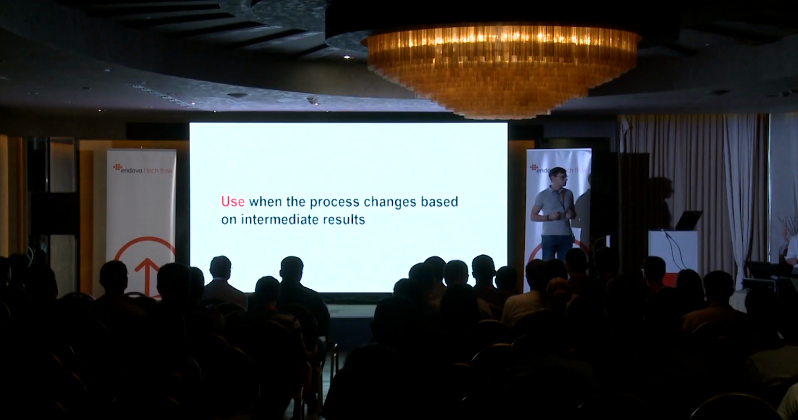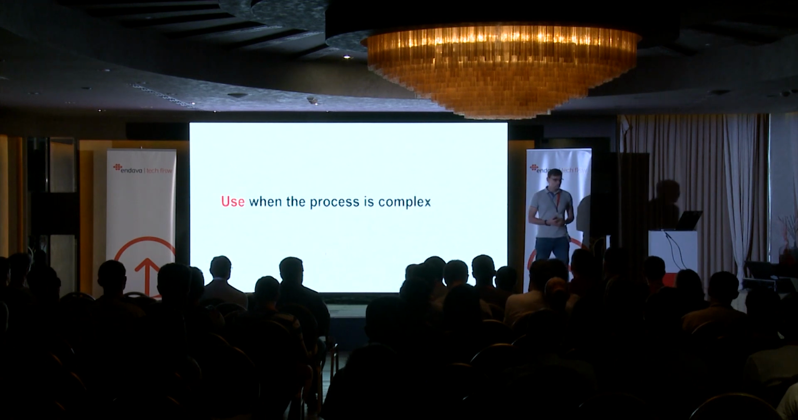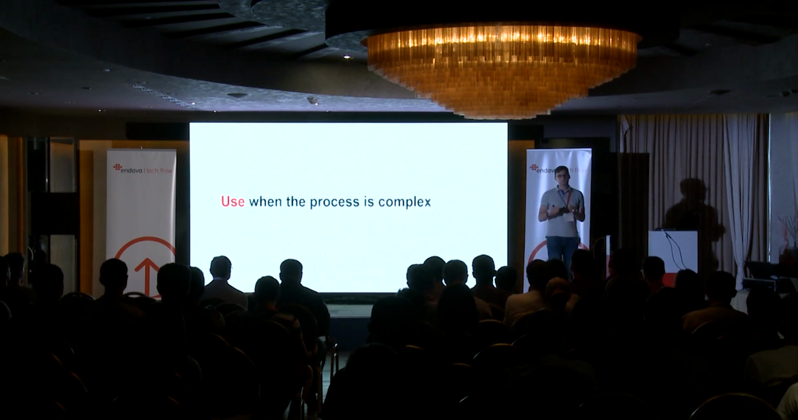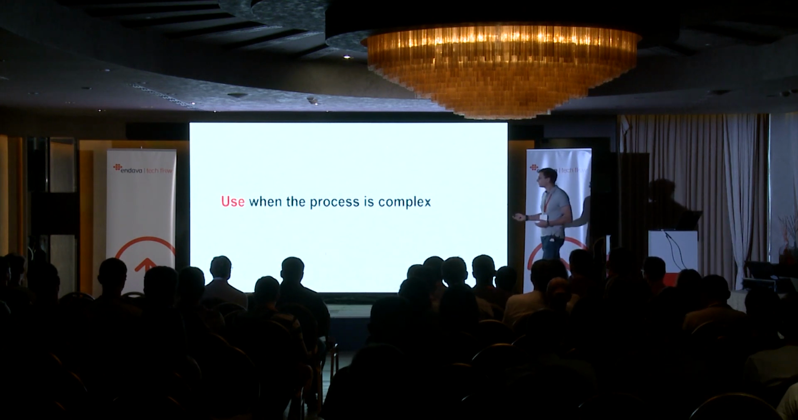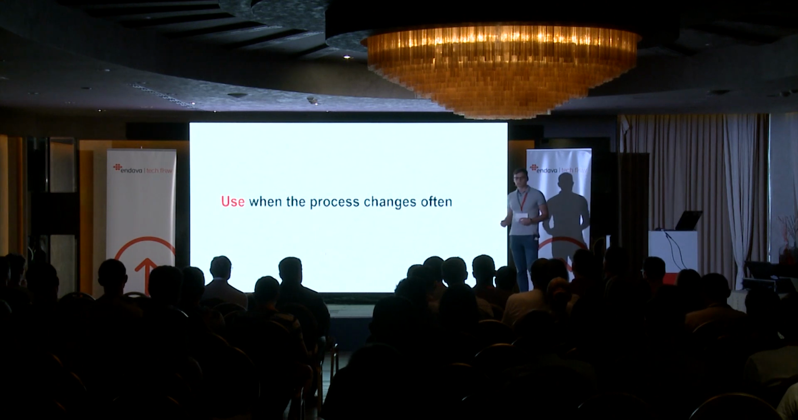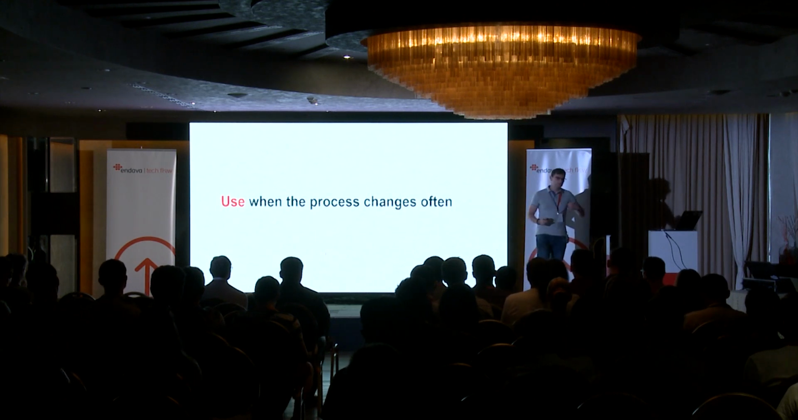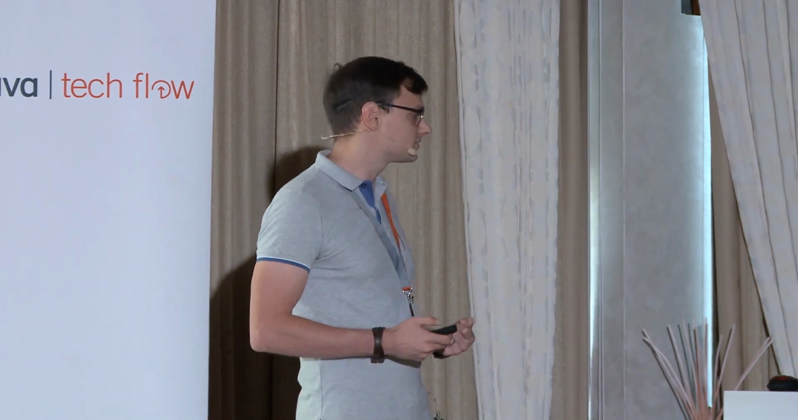So some tips: use this when the process changes based on intermediate results. Use this when the process is complex or needs to execute multiple steps in parallel. Routing slips cannot execute multiple steps in parallel. And use this when the process changes often because it's easier to change if it's in a single place.